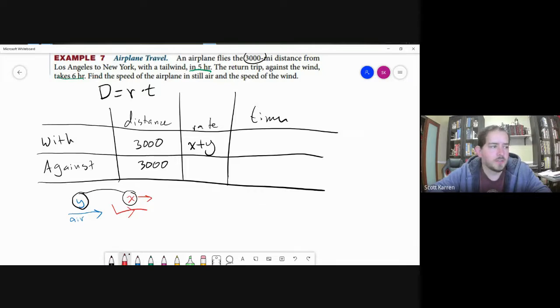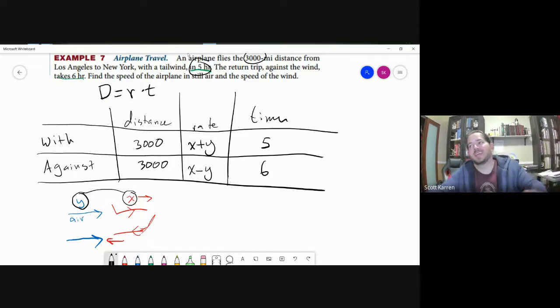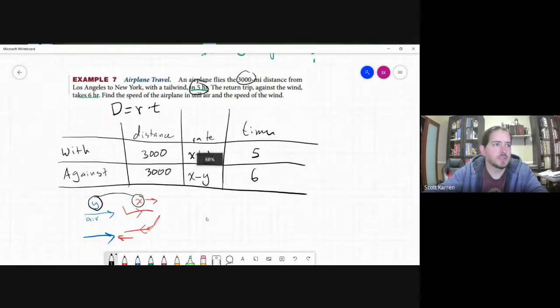Right? On my return trip, my beautiful airplane now is going this way, but the wind is still going that way, so it's pushing against the wind's trajectory, and therefore the rate as we go against the wind is the rate of the airplane minus the rate of the wind. Right? And then the times, it takes 5 hours if we go with the wind, and 6 hours against the wind. Okay? Knowing all of this data now, I can create two equations.